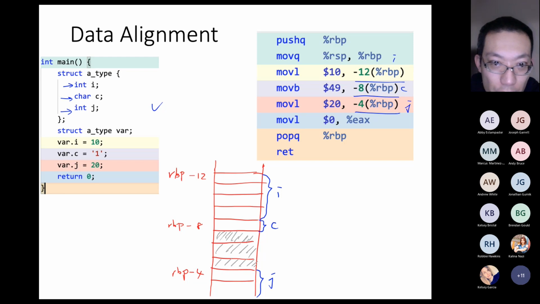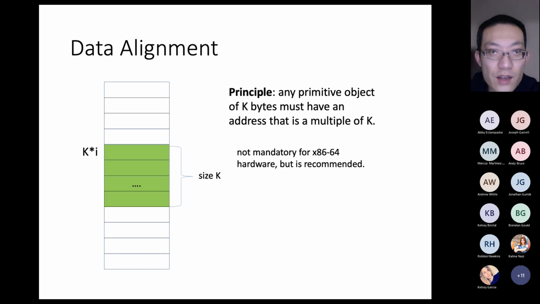And now let's talk about why we have these empty spaces. That is called the data alignment principle. The data alignment principle says that for any primitive object, let's assume the size of this object is k bytes, the address to hold this object must be a multiple of k.